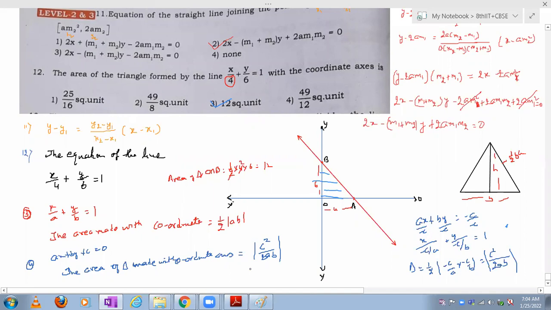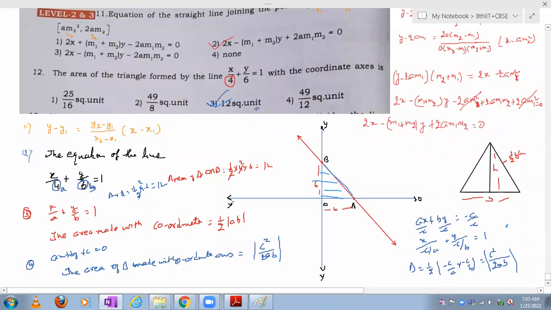Modulus of AB means this AB. Always with modulus, you have to keep this value positive. Here this is A, this is B, 4 and 6. So the area of the triangle is directly half into 4 into 6. 2 2s are 4, 2 6s are 12. Directly we get the area of the triangle as 12 square units.